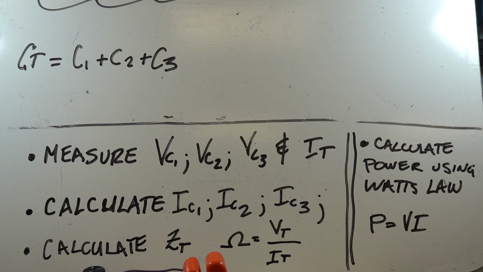And then we can calculate the total impedance, the Z_T, the total impedance of this circuit, by taking the total applied voltage divided by the total current read. Once we've done all that, we're going to do some computations using Watt's law, where power is equal to voltage times current, and we're going to calculate each one of those volt-amp reactances in the capacitor.